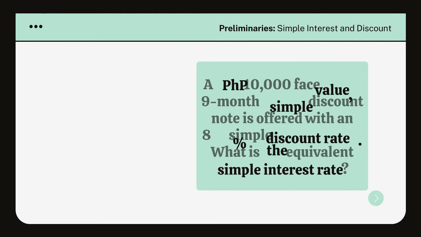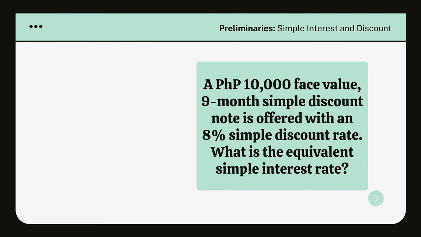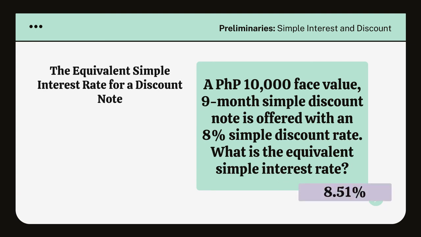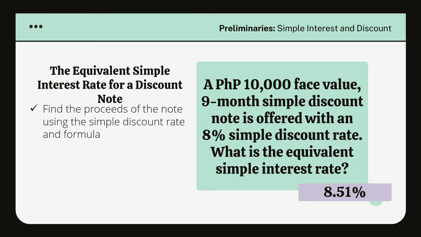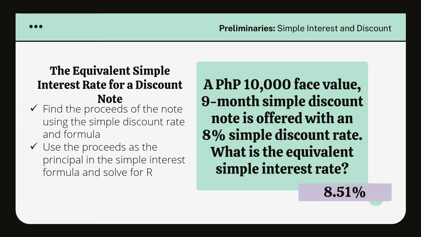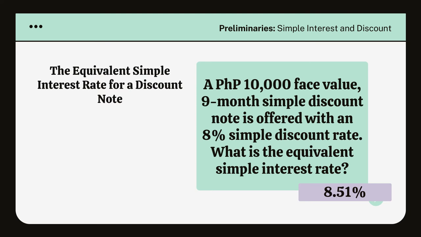Alright, next. We have a 10,000 face value 9-month simple discount note which is offered with an 8% simple discount rate. What is the equivalent simple interest rate? So the equivalent one is 8.51%. How? To find the equivalent simple interest rate for a discount note, find the proceeds first of the note using the simple discount rate formula and then use the proceeds as the principal in the simple interest formula and then solve for R. Okay? So, ibig sabihin, we have to first find out the proceeds.